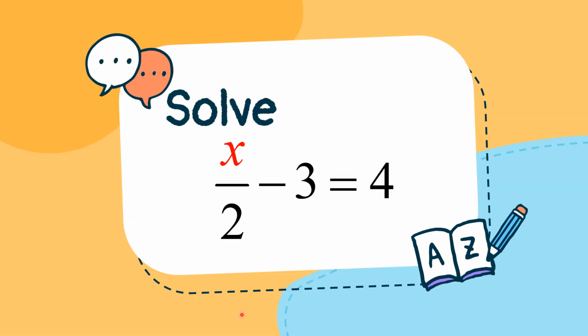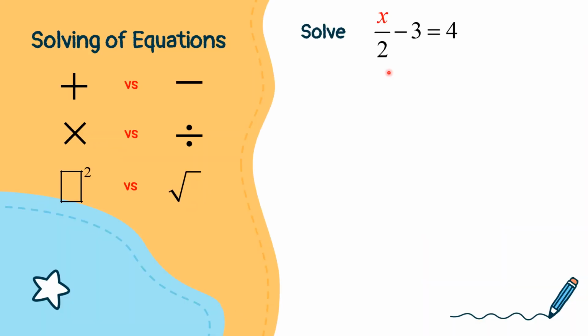The next two-step equation we will solve is x over 2 minus 3 equals 4. So do we remove the value 2 or the value 3 first? To remove the value 2, we will need to multiply by 2 on the whole of the left-hand side. Once again, this will complicate the equation, and hence we will remove the minus 3 first.